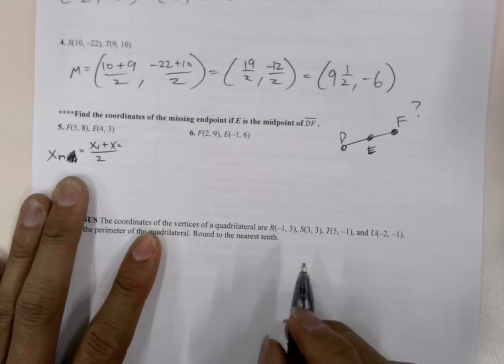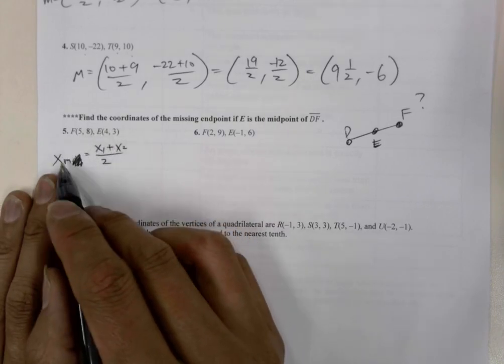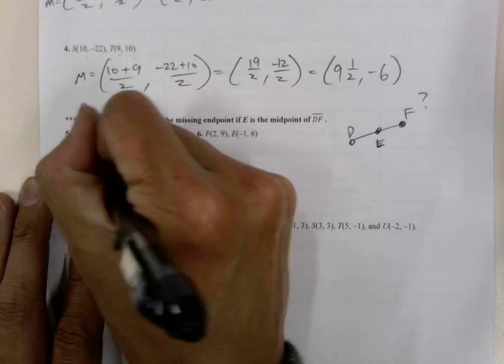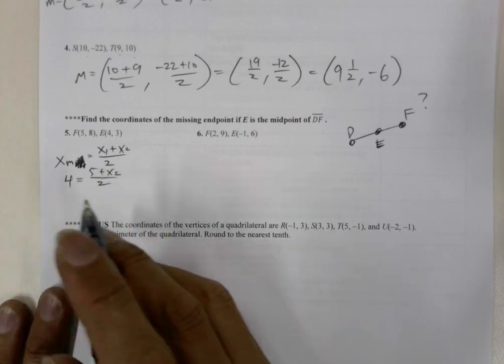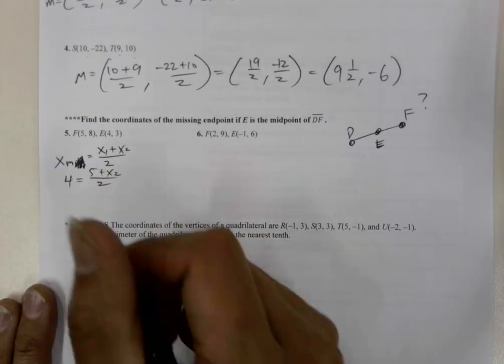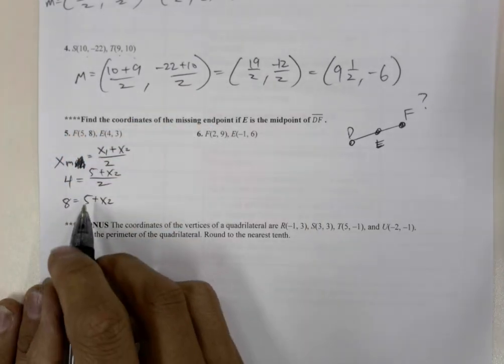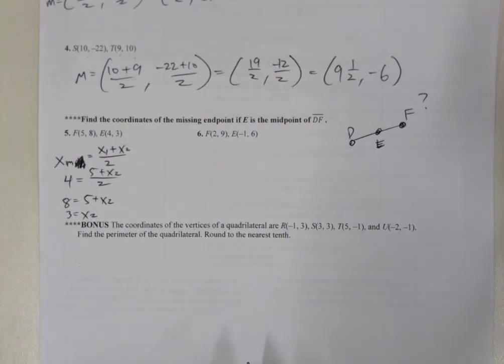This is a question mark. But we need to know x midpoint. It's E. E is the midpoint. So we're going to say 4 is equal to 5 plus x2 over 2. Right? And we'll go ahead and solve this. So we're going to multiply both sides by 2, and we'll get 8 is equal to 5 plus x2. We'll subtract the 5 from both sides. We'll get 3 is equal to x2.